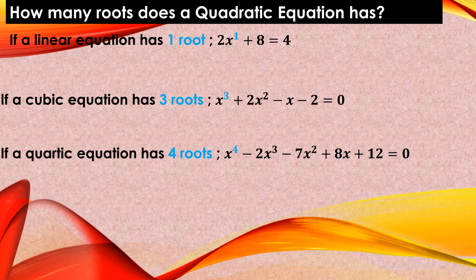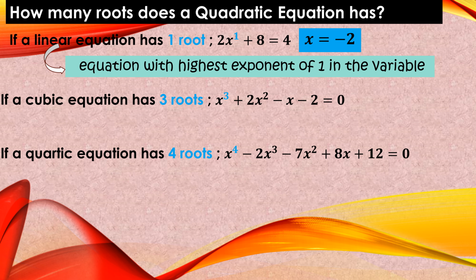Okay, so let us proceed. So far we are not yet done answering the question of how many roots a quadratic equation has. A linear equation is an equation with a highest exponent of 1 in the variable, and it has one root. Given 2x to the power of 1 plus 8 is equal to 4, there is only one root, which is negative 2.